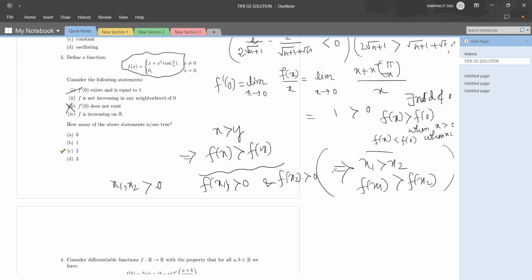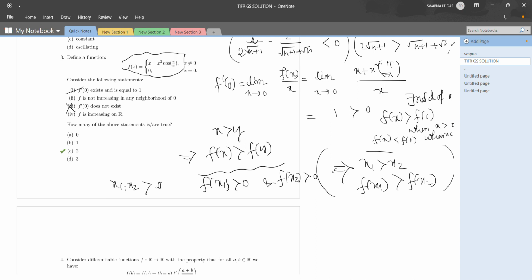Okay, so the thing is that if at some point the derivative is greater than 0, it means there exists some neighborhood on which if you pick any point greater than that, then the functional value will be greater than that value, and if you pick any point less than that, then the functional value will be less than that.